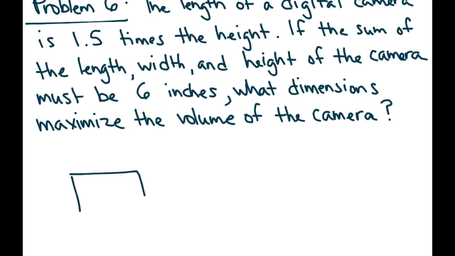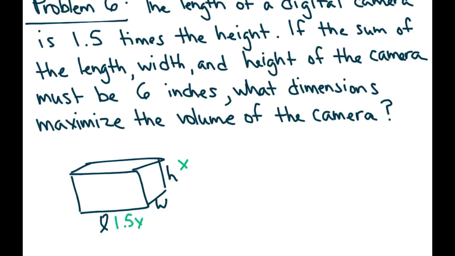Here is a generic digital camera. It looks like a rectangular prism. Good to know, because we have length, width, and height. Okay, so now let's start with the part where it said the length of the camera is 1.5 times the height. So if we call the height h, then the length must be 1.5. I'm sorry, we call the height x. The length must be 1.5x.